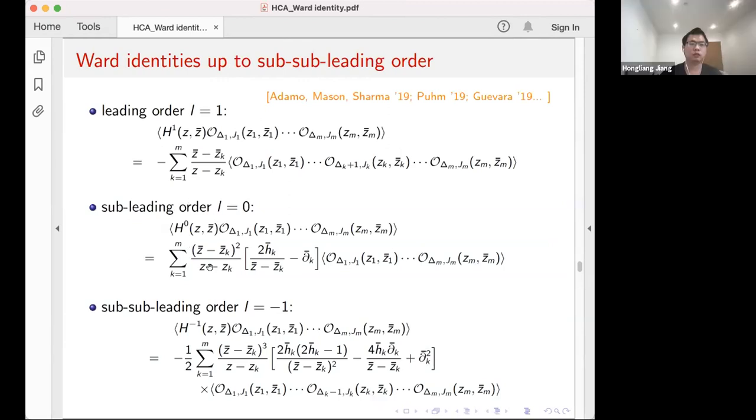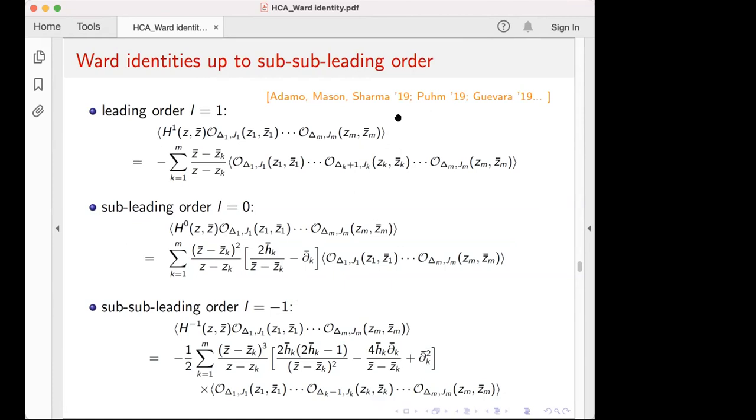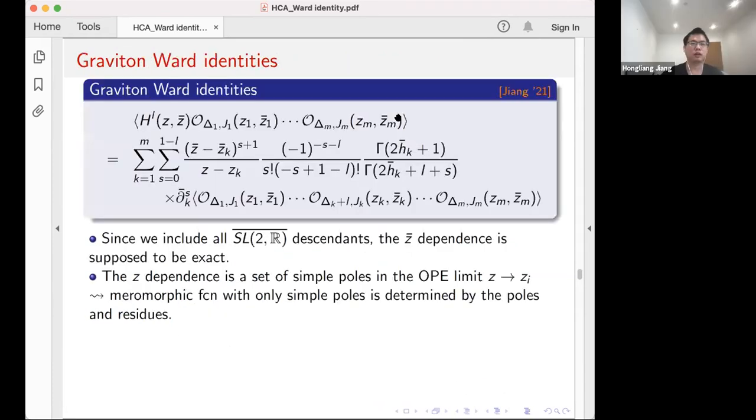So at the subleading order and the sub-subleading order, we can check that these two formulas reproduce the known Ward identities, which are obtained from soft theorems. So up to sub-subleading order, all these Ward identities agree with the Ward identities in the literature. So at this step, somehow our Ward identity is correct. Actually, we can even justify it further. As we derived this Ward identity from the OPE, and in the OPE we sum over all the SL(2,R) bar descendants, this means that the z bar dependence is supposed to be exact. So we only need to worry about the z dependence.